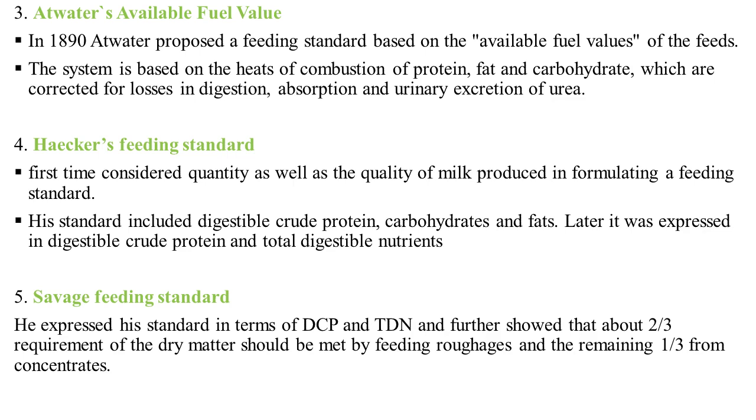4. Haecker's feeding standard first considered the quantity as well as the quality of milk produced in formulating a feeding standard. His standard included digestible crude protein, carbohydrates and fats. Later it was expressed in digestible crude protein and total digestible nutrients. 5. Savage feeding standard. He expressed his standard in terms of DCP and TDN and further showed that about 2/3 of the requirement of the dry matter should be met by feeding roughages and the remaining 1/3 from concentrates.